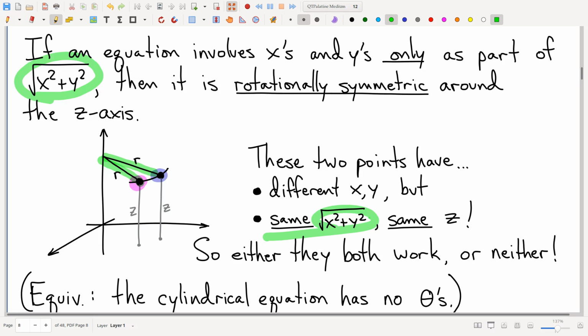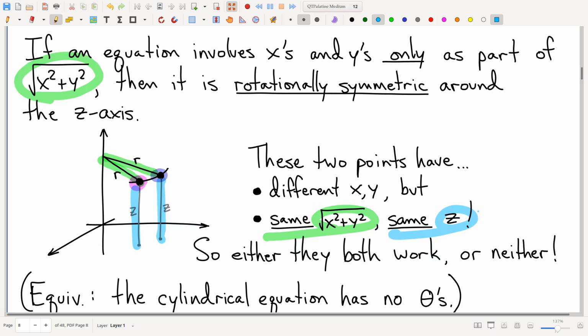Of course, again, because they're rotations, they also have the same z. And so when you plug these 2 different points into whatever your equation is, you're effectively plugging in all the same numbers, and so either they both work or they both fail.